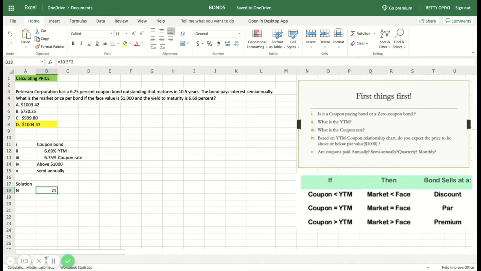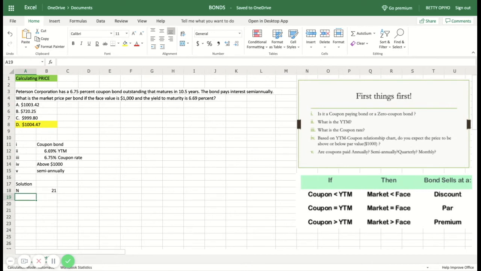So this is something that most students do forget, because if it's semi-annually, we need to adjust the number of periods, and we also need to adjust the YTM. Okay, I'll show you how to do that as well. So N, we have identified the N to be 21, and what I did here is to just multiply 10.5 years into a semi-annual basis. So we'll have a total of 21 payments. So I multiplied that by 2. So N is 21.